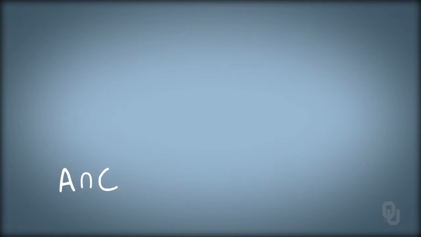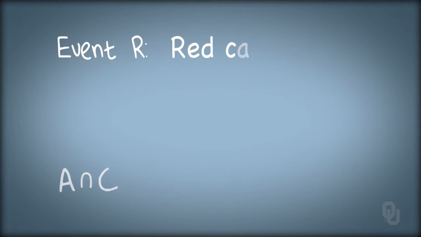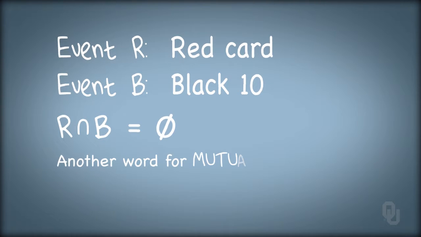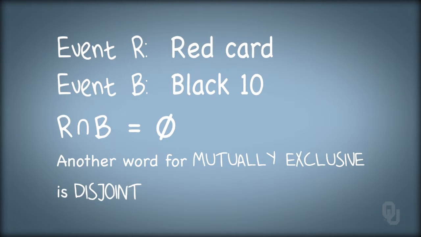If we take event R to be red card and event B to be black 10, naturally the intersection of R and B is the null set, as we can't draw a card that is simultaneously a red card and a 10 of spades or clubs. Another word for mutually exclusive is disjoint.